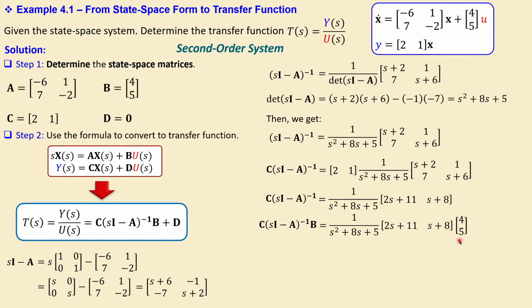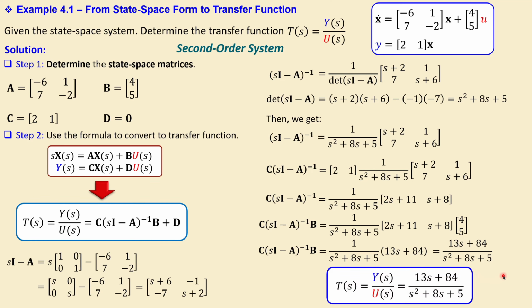4 and 5 here. Again, multiplying by the rules we know from matrices. We'll now have 13s plus 84. How do we do that? 2s plus 11 times 4 plus s plus 8 times 5. And you work it out, you will get this, straightforward, I think. And now we need to also do plus D, but there is no D, which is 0, so this is just what it is. And this is also our transfer function, so you can move this up to the numerator.